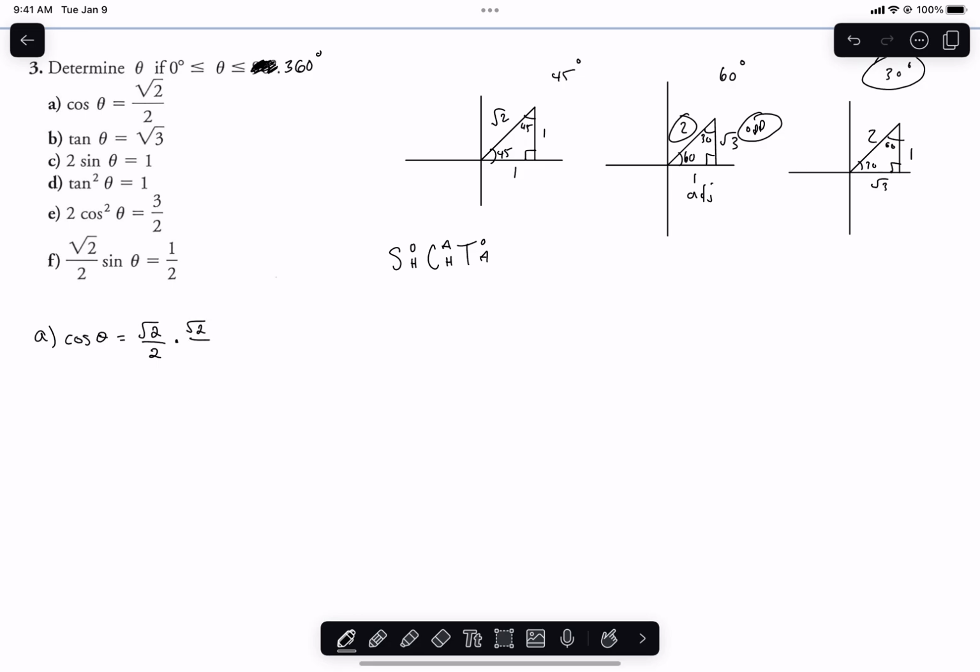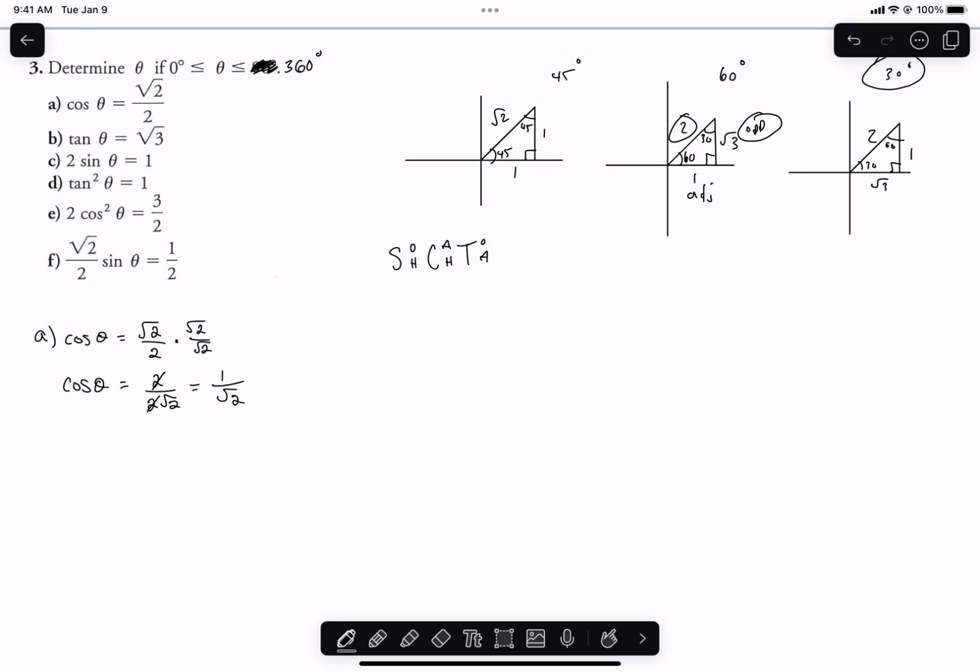So if I multiply by root 2 over root 2 again, I'll see that the cos of theta is 2 by 2 root 2, which I know to be, the 2's can divide out, 1 over root 2. That's hopefully something that you've seen before in terms of a cosine.